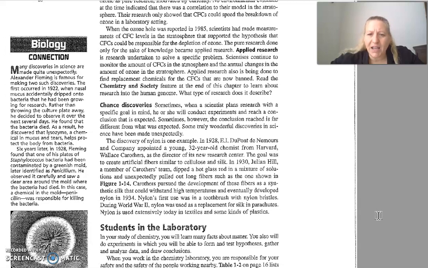In 1928, E.I. DuPont de Nemours and Company appointed a young 32-year-old chemist from Harvard, Wallace Carothers, as the director of the new research center. The goal was to create artificial fibers similar to cellulose and silk. In 1930, Julian Hill, a member of Carothers' team, dipped a hot glass rod into a mixture of solution and unexpectedly pulled out long fibers such as the one shown in figure 1-4.